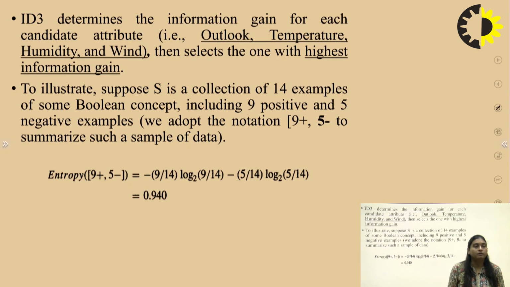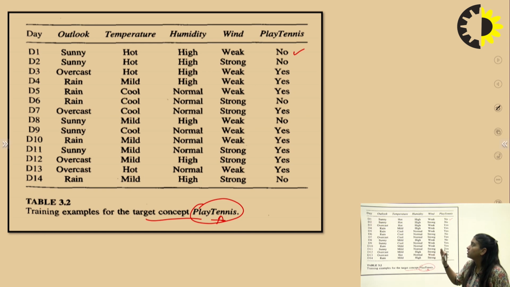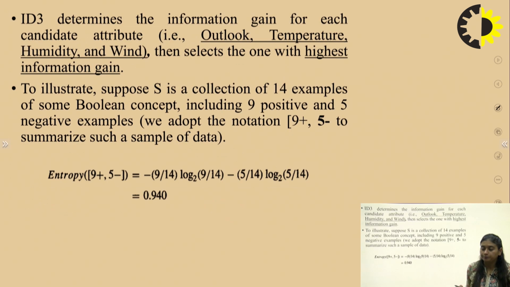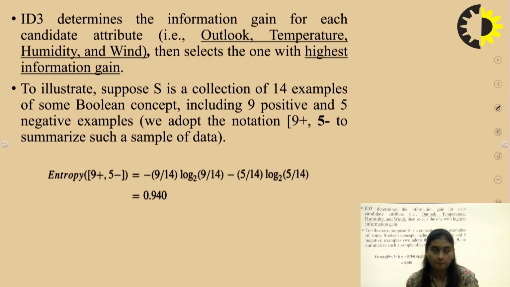So ID3 determines the information gain for each candidate attribute. Here in this example we have 4 attributes: outlook, temperature, humidity and wind. And then it selects the one with the highest information gain. So out of all these 4, we need to calculate the one with the highest information gain.